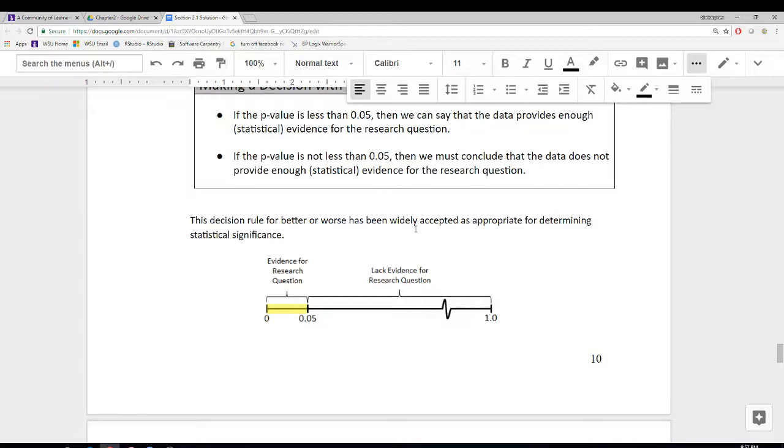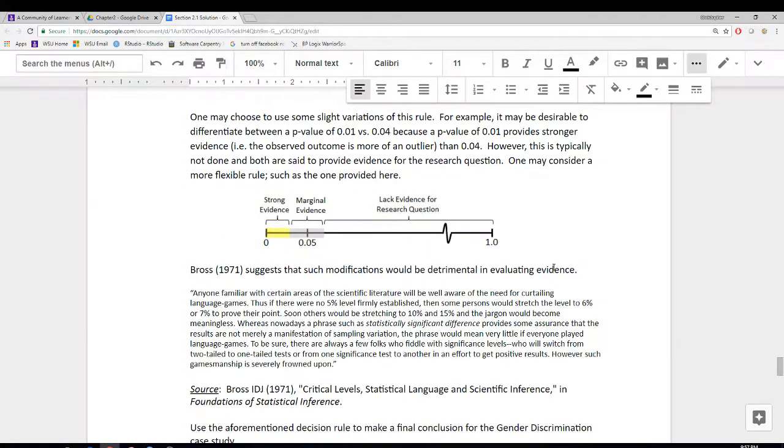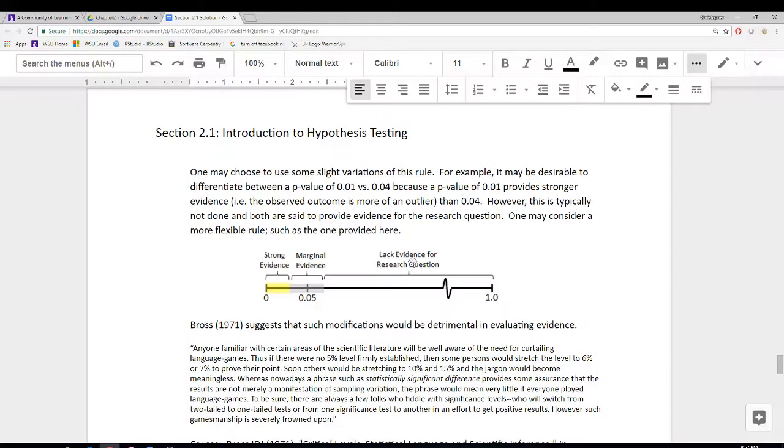Likewise, if it's far away, then I would say we don't have enough evidence. However, I'm not the first person that has thought about this. In particular, Bross, a long time ago, discussed this. If we allowed people to identify values around 0.05 as maybe marginal evidence, and values that were real small as strong evidence, we would just have people arguing over what we mean by strong evidence and what we mean by marginal evidence.